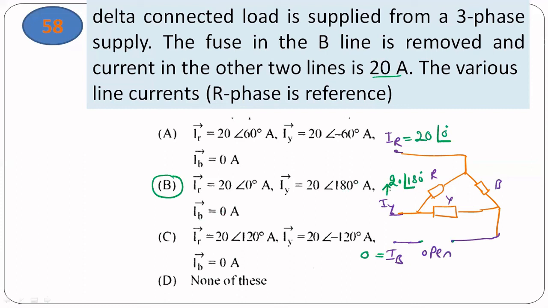It is because, out of the three phases available, one phase is opening up, so we can easily say that if one is the reference at 0 degrees, then the other one will be exactly at the dead opposite side of the spectrum. Let's say it is 0 degrees and 180 degrees, with the magnitude of the current remaining the same, that is 20 amperes.